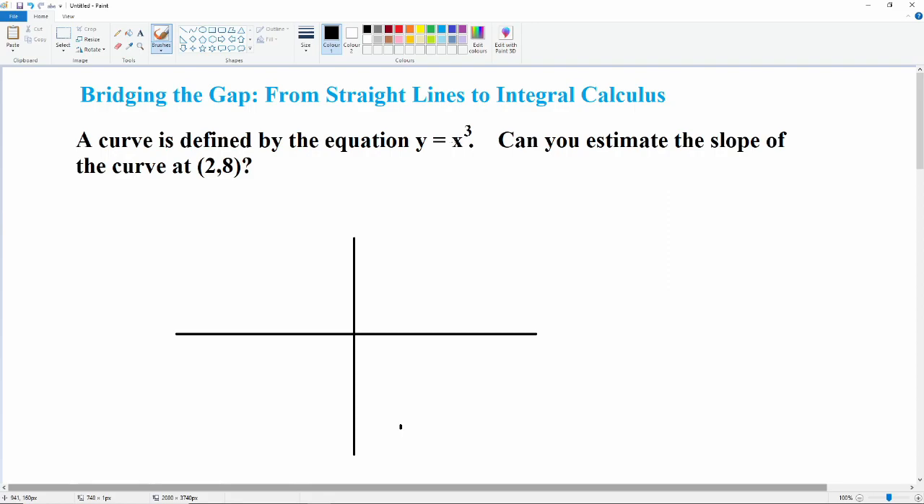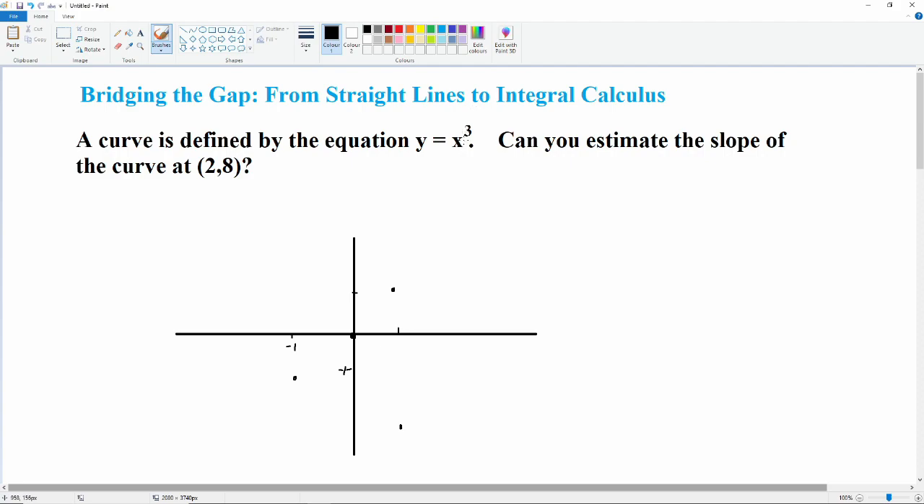And we know that when x equals 0, y equals 0, because 0 times 0 times 0 is 0. So we know that the graph is going to go through the origin. Negative 1 cubed is negative 1 times negative 1, which is positive 1, and positive 1 times negative 1 is negative 1. So negative 1 on the x-axis is going to have negative 1 on the y-axis. So we're going to have a point here. And then 1 times 1 times 1 is 1. So we've got the mirror image here, which is (1, 1).